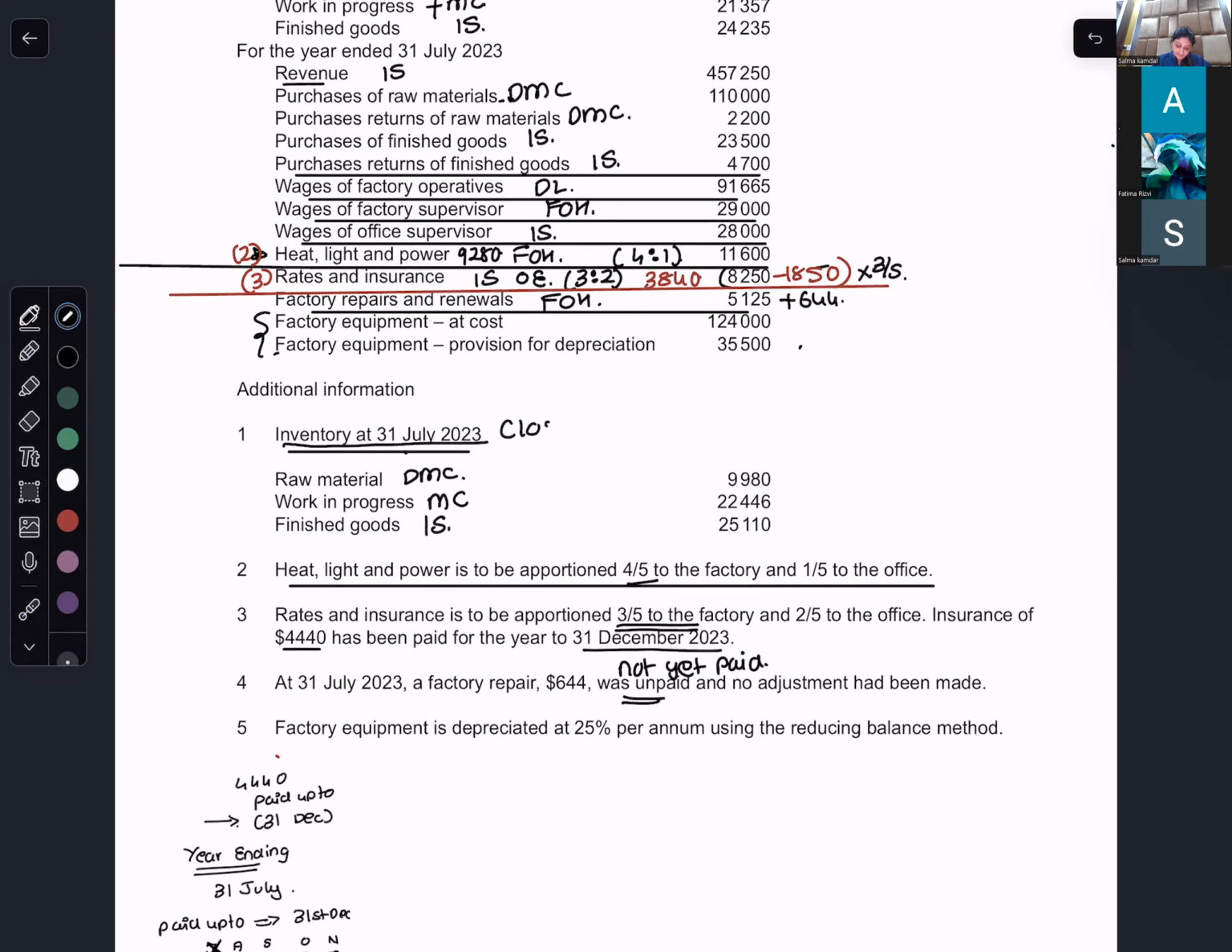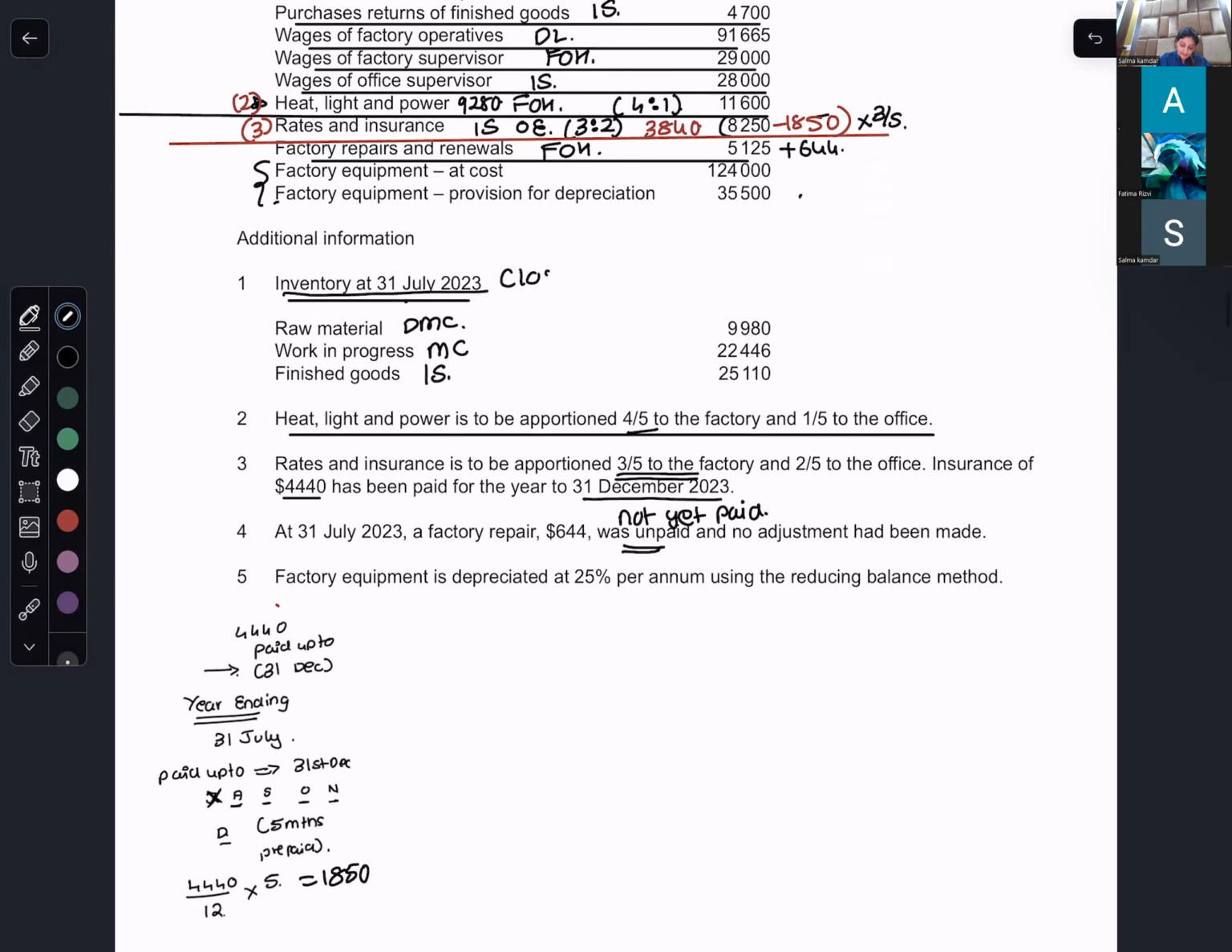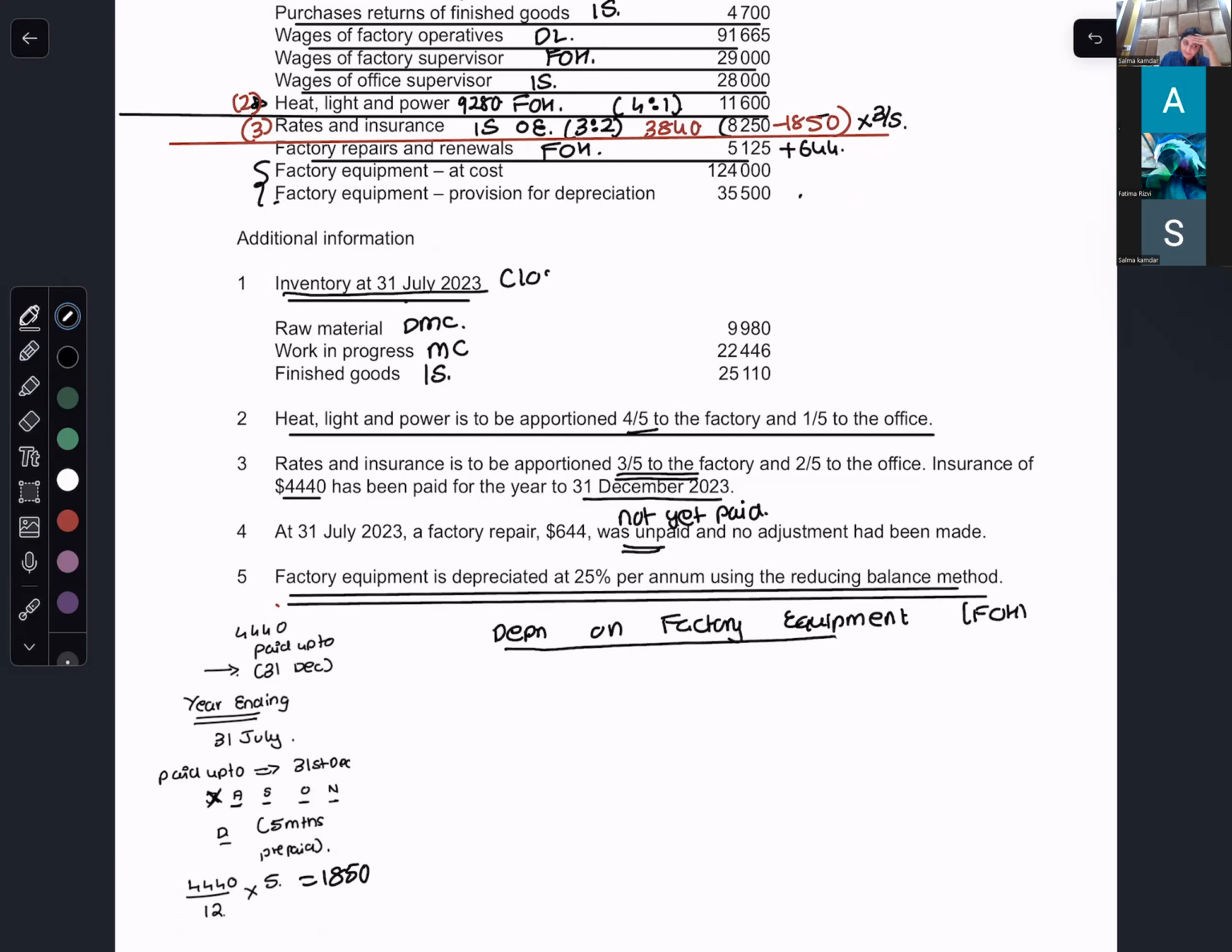Mahad, are you with me? Yeah, miss. Come on, read the next adjustment. Factory equipment is depreciated at 25% per annum using the reducing balance method. How do you do that? So first we calculate the depreciation on factory equipment. It will come as what? Factory overheads. Are you with me? Yes, miss. Okay, which method?